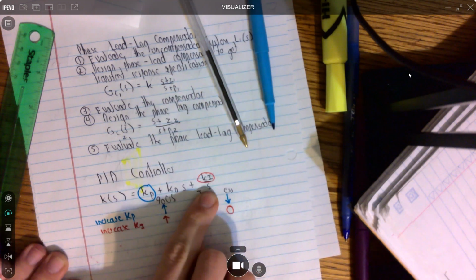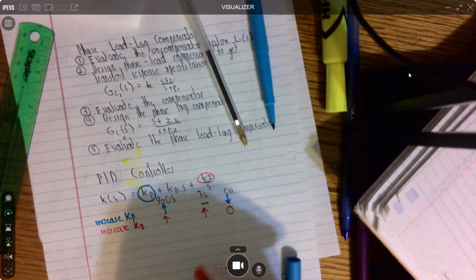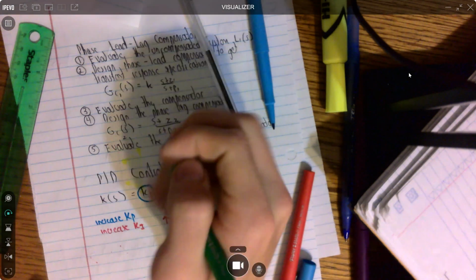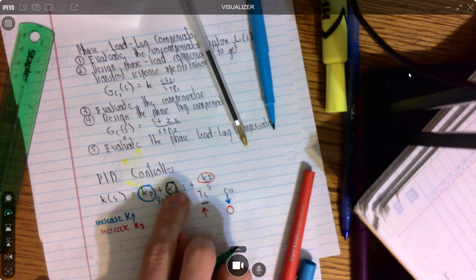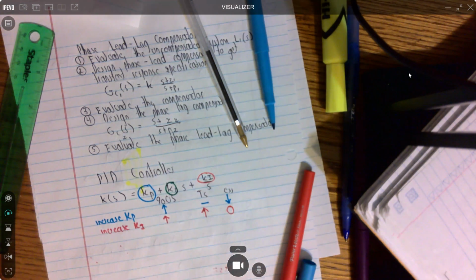So it eliminates the steady state error. Then our KD, what we're going to notice is this is a 0, right? Our KD is introducing a 0, not a pole. So 0, remember, pulls the root locus to the left. So 0 at the origin is going to pull the root locus left. So it's going to give us a faster transient response.